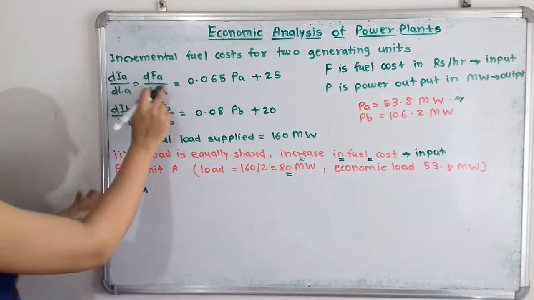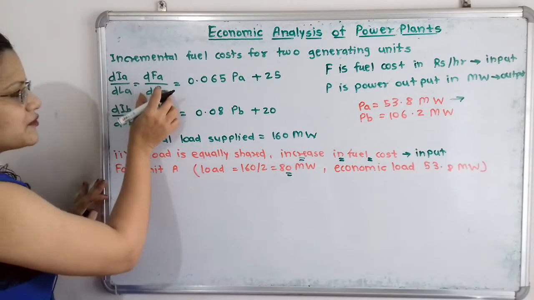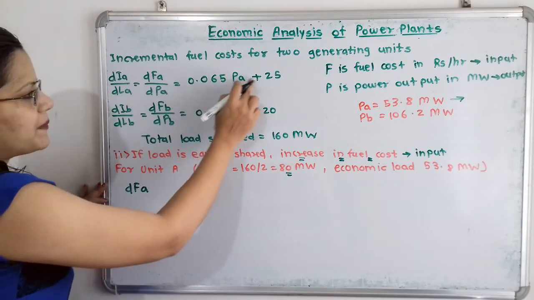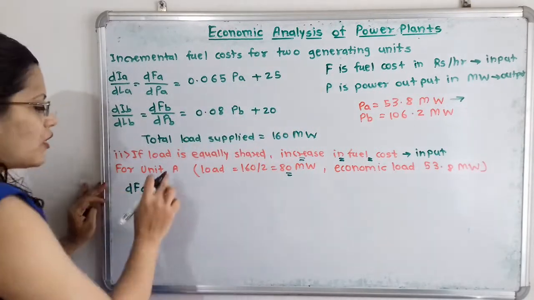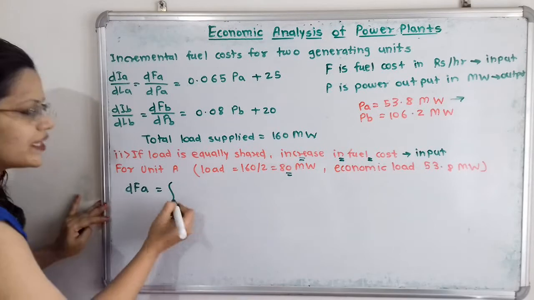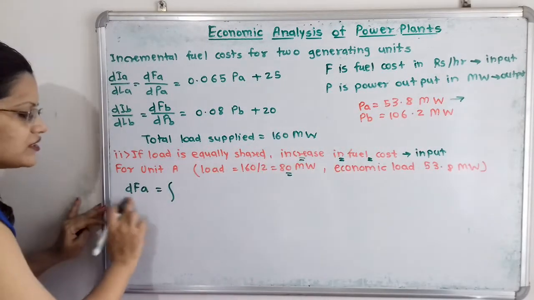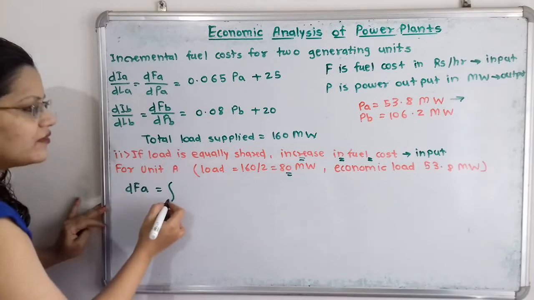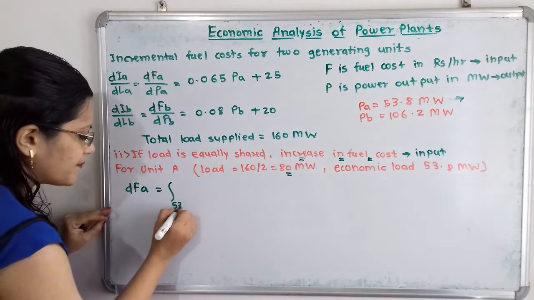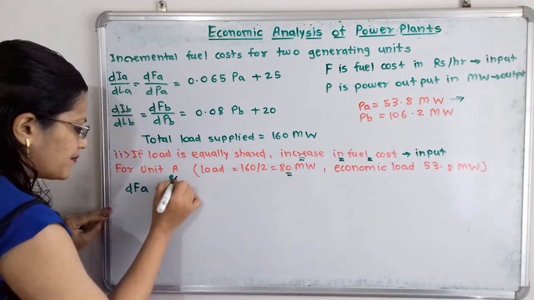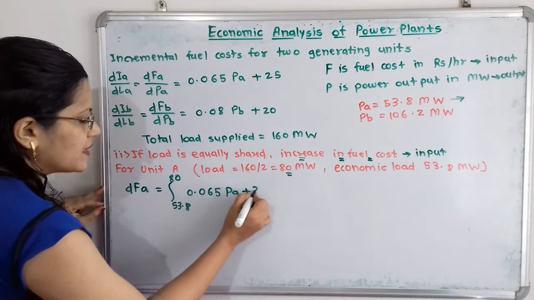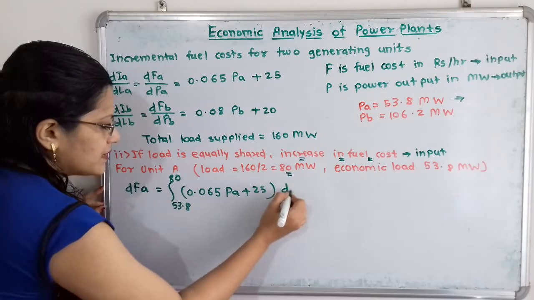So if I write this formula, dFA is equal to, if I transfer this dPA to the right hand side, then it will become, in the bracket, 0.065 PA plus 25, dPA. So I will take the integration here. dFA is equal to the integration, that is, the increase in fuel cost is the integration in between this economic loading 53.8 up to 80 megawatt, and I will write 0.065 PA plus 25, bracket complete, dPA.